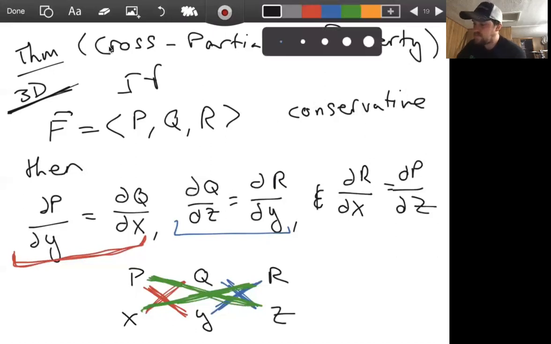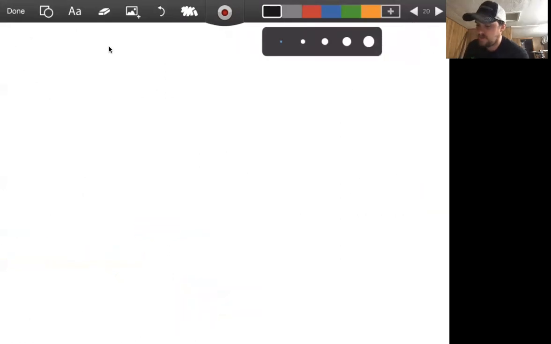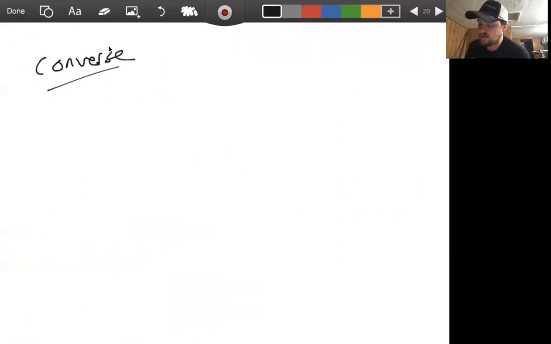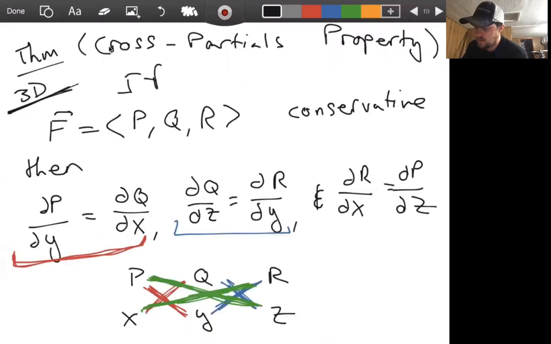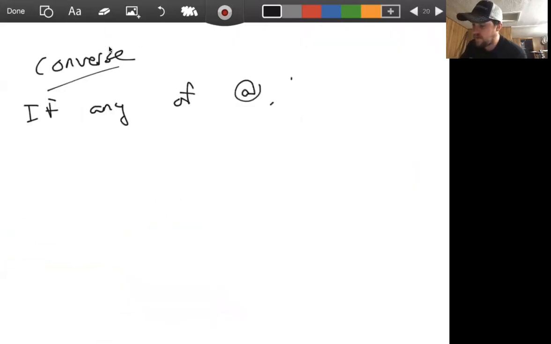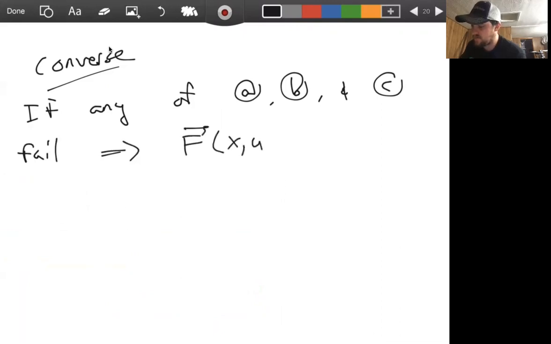Now in 3D, there are 3 cross partials that are satisfied, right? And so again, the converse logically means that if any of, let's label these equation A, equation B, and equation C, each one for each equality here, if any of A, B, and C fail, that implies the 3-dimensional vector field F of x, y, z is not conservative.